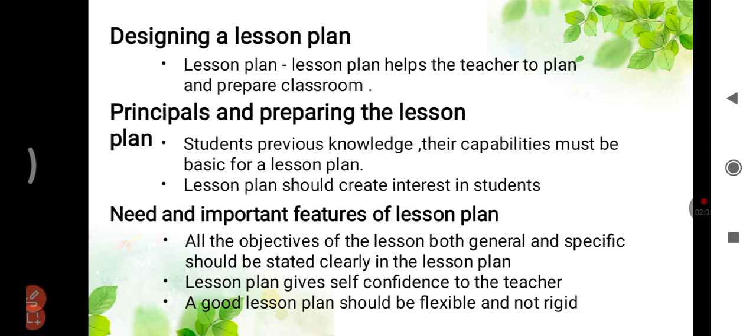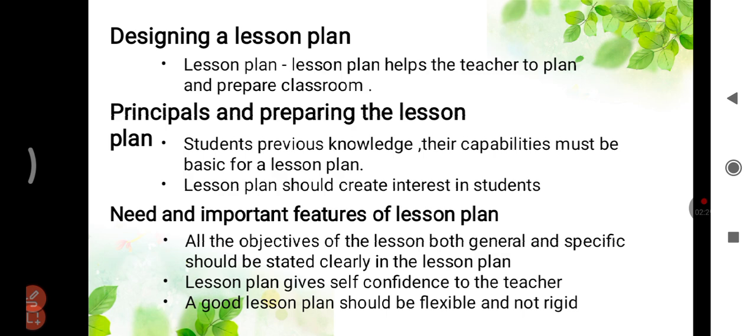Now, designing the lesson plan. This unit on approaches of teaching is most important for lesson plan designing, which we discuss in this unit. The lesson plan helps the teacher to plan and prepare the classroom. Principles of preparing the lesson plan: how to prepare the lesson plan, and why we prepare it.